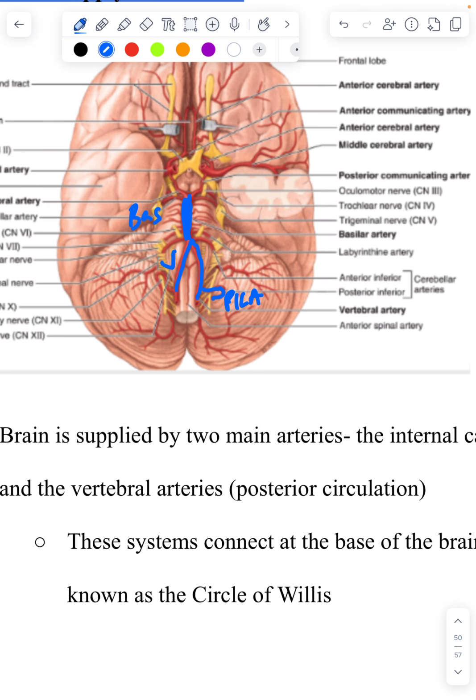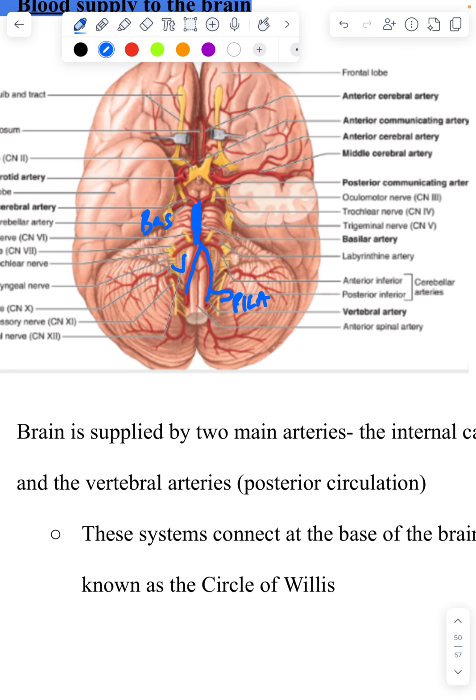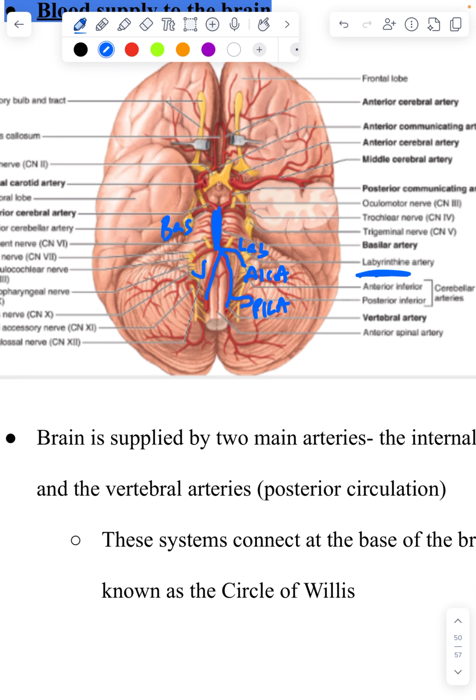Your basilar arteries can give you a bunch of branches. You have AICA or ICA. You're going to have labyrinthine. You're going to have the little spider webs, which are your pontine. These little arteries all going around like spider webs are your pontine. And then you're going to have two final branches. So this is superior cerebellar artery.